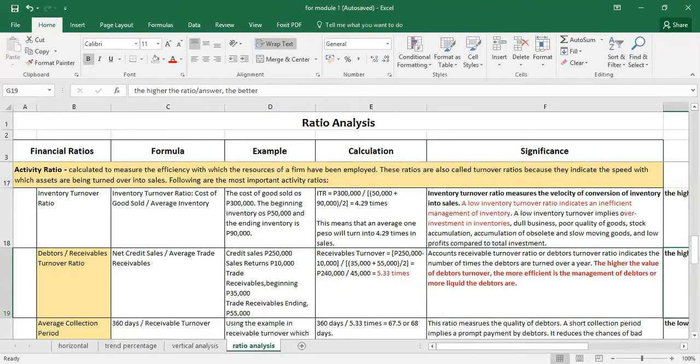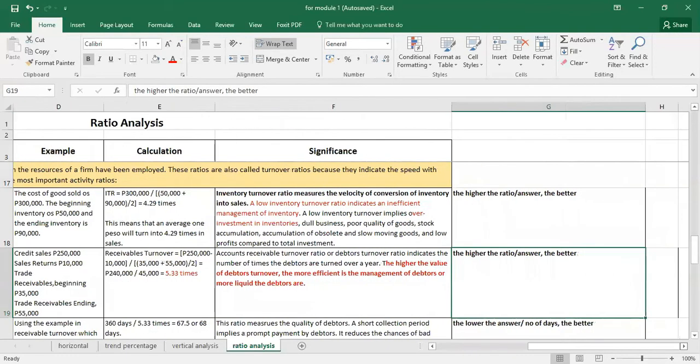So, ano ang ating interpretation? The higher the ratio, or the answer, of course, the better.